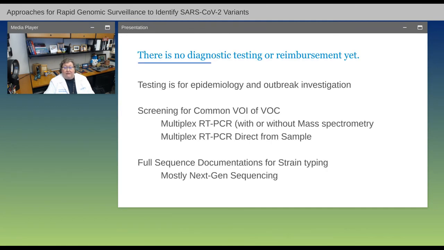There's no diagnostic reimbursement yet, so the testing is really for outbreak investigation only. You can screen for these variants with the multiplex RT-PCR with or without mass spectrometry, the RT-PCR multiplex direct from sample, and NGS.